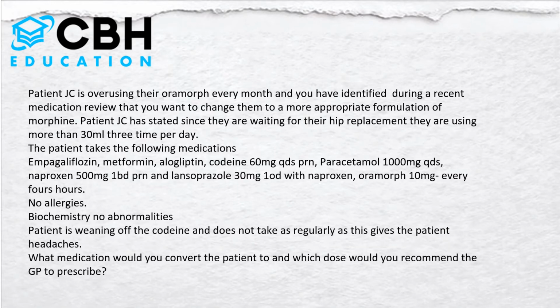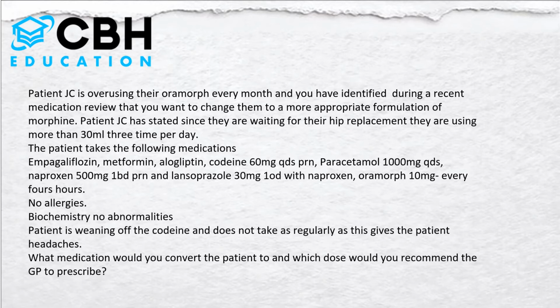Okay, a case study. To put into context, this case study came about because the patient was transferring from one GP practice to another GP practice, and at the GP practice that I was working at, patients were only given Oromorph 50 milligram every month. This patient was receiving in excess of 600 milligram of morphine or Oromorph every few weeks, or morphine sulfate. So the patient JC was overusing the Oromorph every month, and during a recent medication review, you want to provide a more appropriate formulation of morphine.